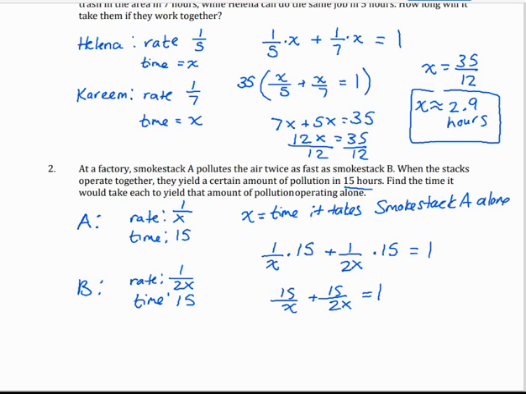So now that I have my equation, I'm going to multiply through by that LCD, which is 2x. For the first one, the x's cancel, and I'm left with 2 times 15, which is 30. Then for the next one, everything cancels, and I have 15. And then lastly, we have 2x. So we have 45 equals 2x, which divided by 2 gives me 22.5 equals x.